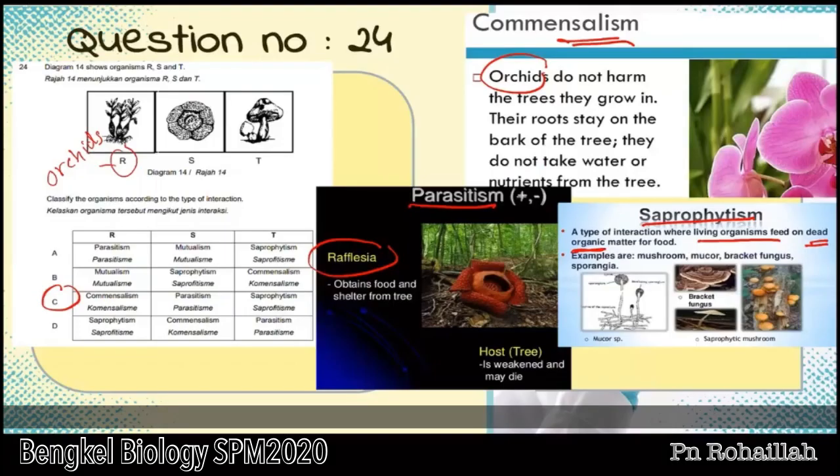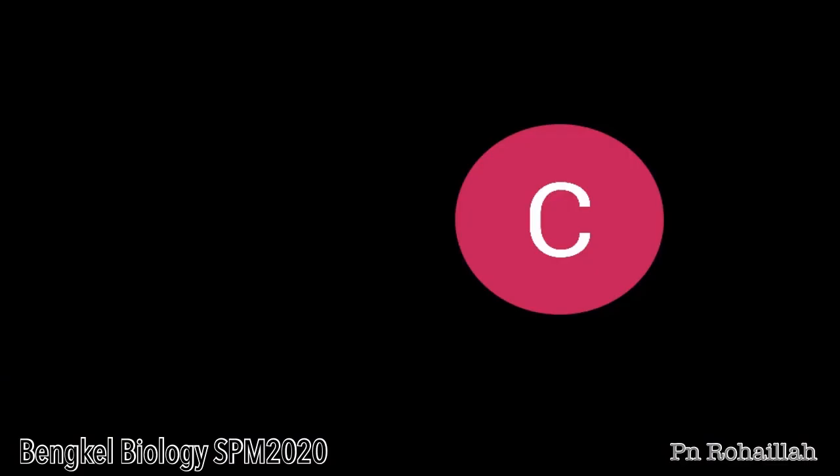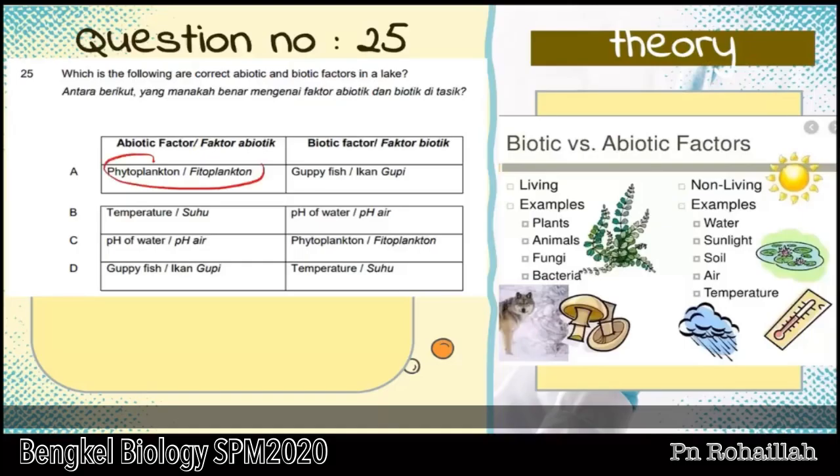Boleh? Okay, next. Number 25. Which of the following are correct abiotic and biotic factors in a lake? Phytoplankton, this is the bacteria. Tulis sikit. Abiotic factor. A maksudnya in science A means no. Bio is a living thing. So abiotic means that not a living thing. So this one not a living thing.